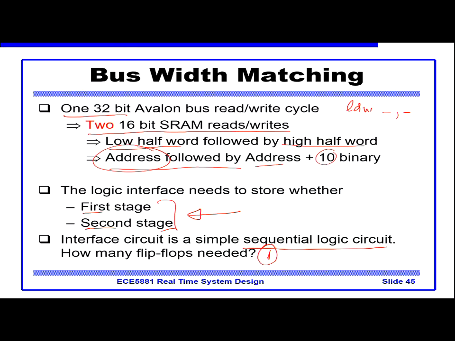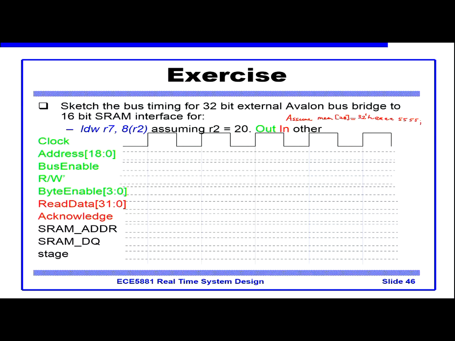So this circuit has a single bit state, which is that flip-flop, and it just needs to use that state to determine whether you are doing the first or the second stage. Okay, so let's look at an example. This is a 16-bit SRAM interface to a 32-bit Avalon bus, and we're doing a LDW, which is load word, into R7 of the address 8 plus whatever's in R2. So that is an address of what?